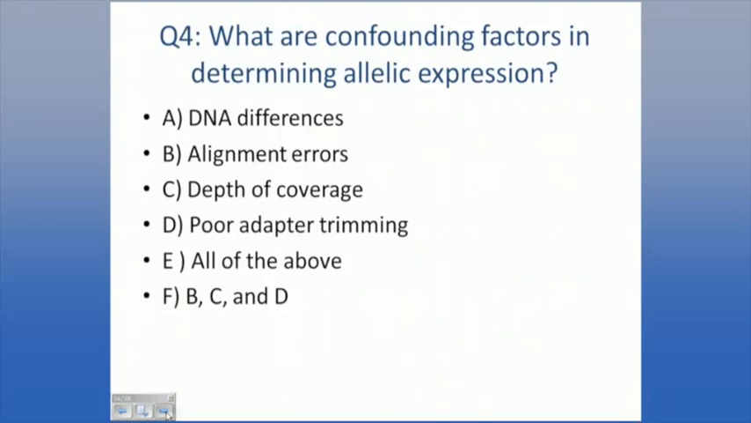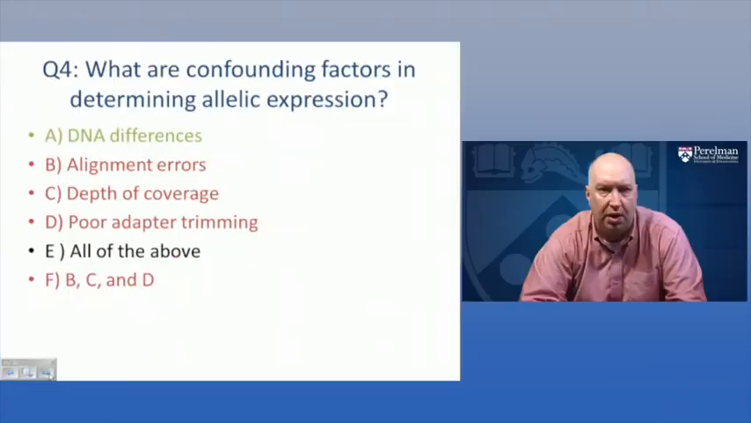So what are the confounding factors in determining allele-specific expression? Is it A, DNA differences, B, alignment errors, C, depth of coverage, D, poor adapter trimming, or E, all of the above, or F, B, C, and D? And in this case, the answer is F, B, C, and D. So alignment errors can frequently introduce what looks to be a mutation, but are actually more alignment errors than a mutation. It's also extremely sensitive to depth of coverage. If you have very poor depth of coverage, your ability to detect an allelic difference is pretty poor.